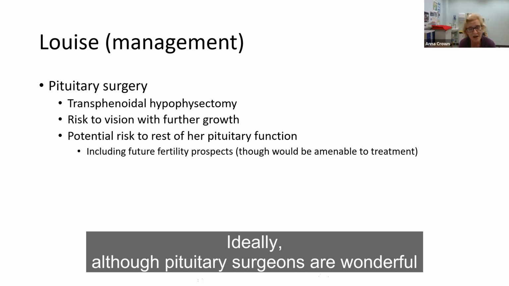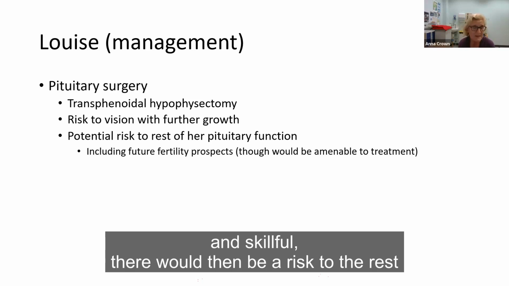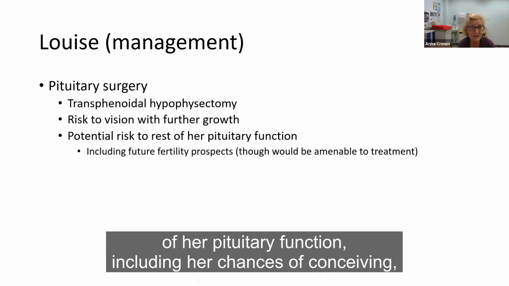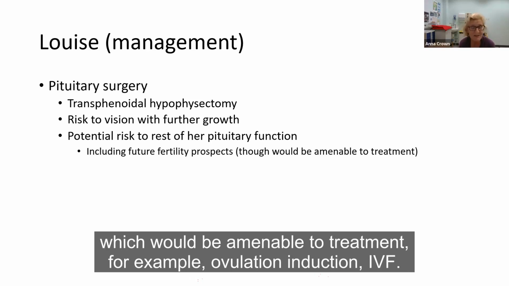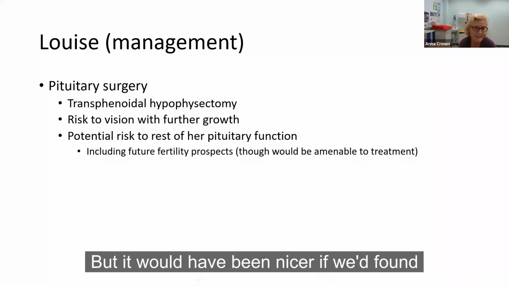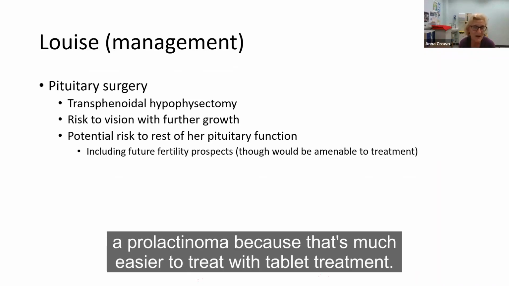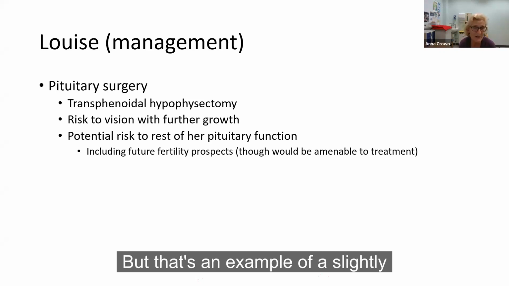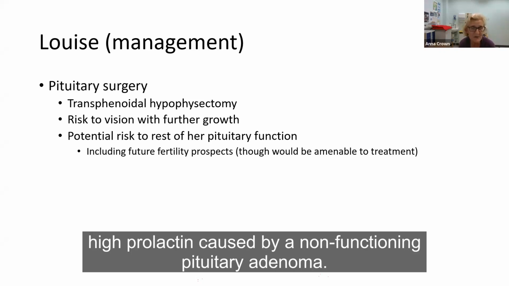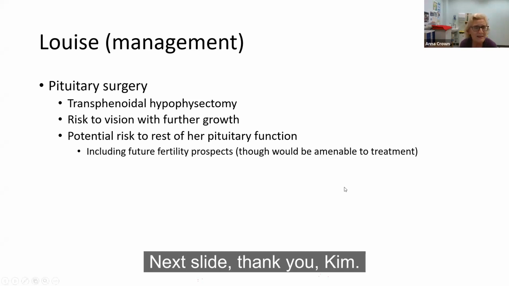And obviously, ideally, although pituitary surgeons are wonderful and skillful, there would then be a risk to the rest of her pituitary function, including her chances of conceiving, which would be amenable to treatment, for example, ovulation induction, IVF. But it would have been nicer if we'd found a prolactinoma, because that's much easier to treat with tablet treatment. But that's an example of a slightly high prolactin caused by a non-functioning pituitary adenoma. Next slide. Thank you, Kim.